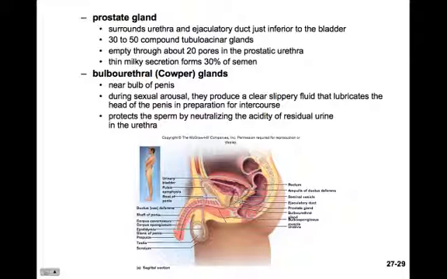Finally, we'll see the bulbourethral gland right here, or the Cowper's gland. It's named because it's near the bulb of the penis. During sexual arousal, they produce a clear, slippery fluid that lubricates the head of the penis in preparation for intercourse. But more importantly, probably, it protects the sperm by neutralizing the acidity of residual urine that may have been in the urethra.